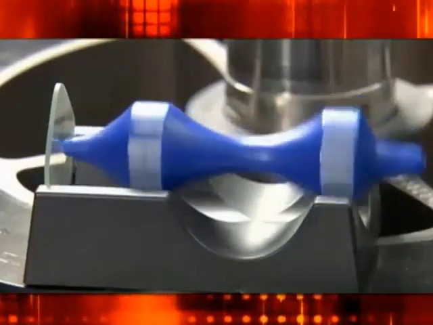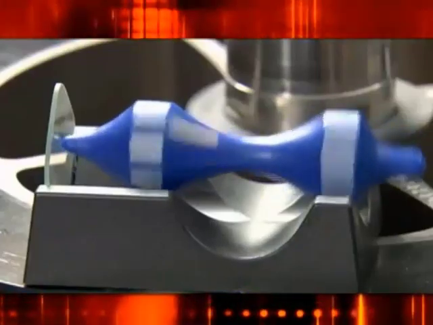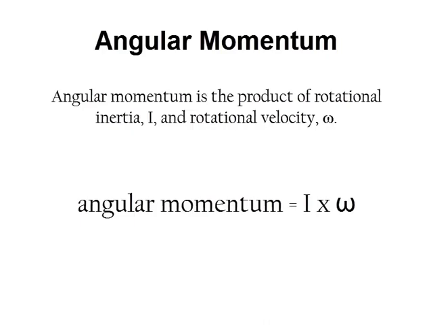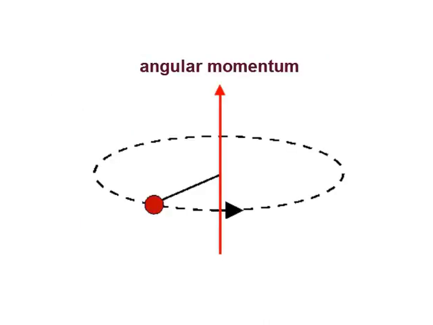Anything that rotates keeps on rotating until something stops it. Angular momentum is defined as the product of rotational inertia I and rotational velocity omega. Angular momentum equals I times omega. Like linear momentum, angular momentum is a vector quantity and has direction as well as magnitude.